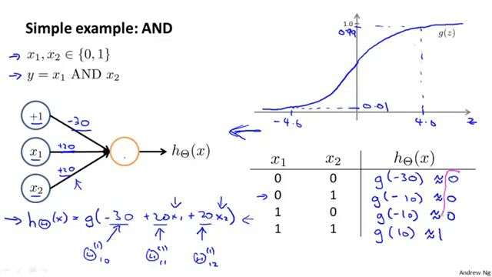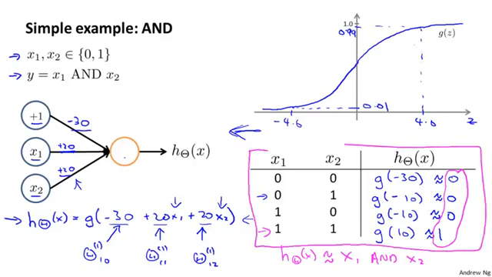If you look at this column, this is exactly the logical AND function. So this is computing h of x approximately equal to x1 AND x2. In other words, it outputs 1 if and only if x1 and x2 are both equal to 1. So by writing out our little truth table like this, we managed to figure out the logical function that our neural network computes.